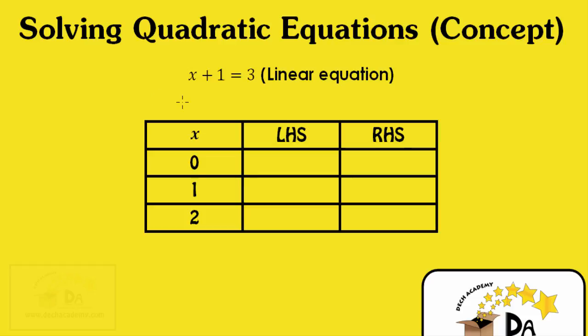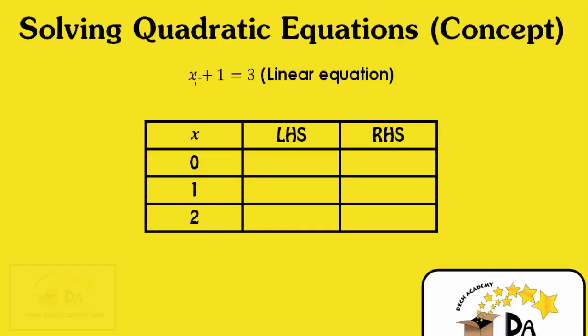To start with, consider this linear equation. It says x plus 1 is equal to 3. It's an equation. As you can see, it has an equal sign. There's a left-hand side term and there's a right-hand side term. So this linear equation tells us that x plus 1 is equal to 3.